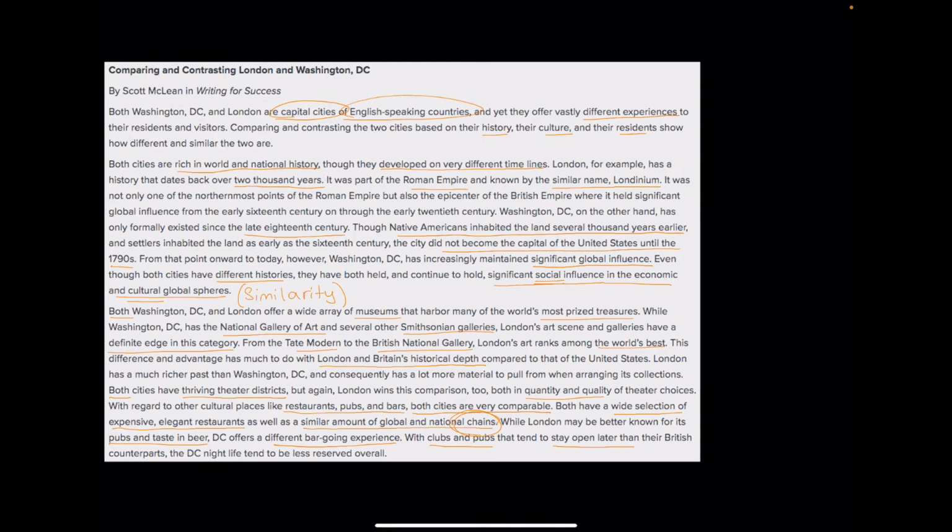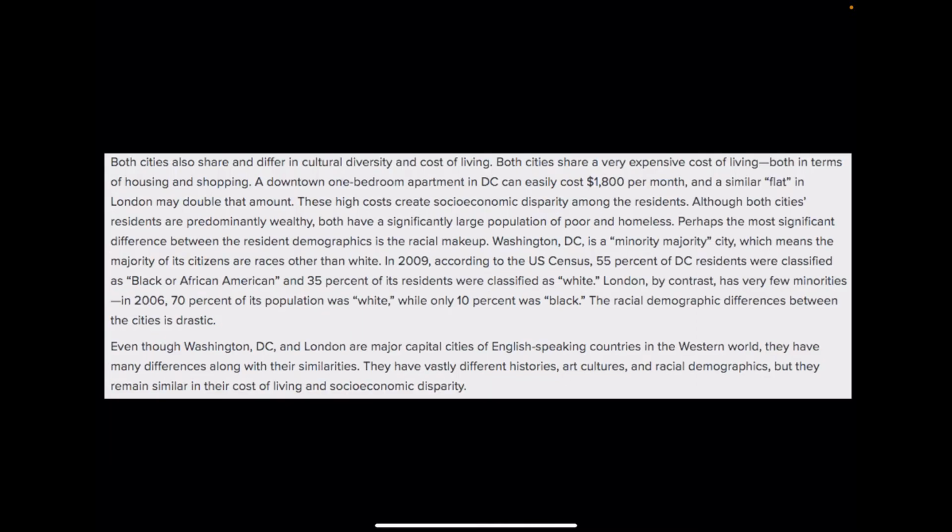We have one more paragraph to read, and then we'll start putting it into a Venn diagram. Both cities also share and differ in cultural diversity and the cost of living. Both cities share a very expensive cost of living, both in terms of housing and shopping. Okay, so it's quite expensive to live in London, as you probably know, and in Washington.